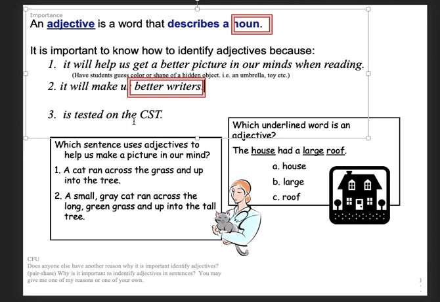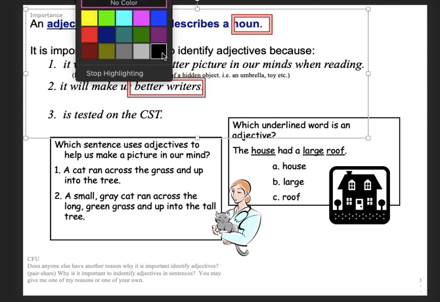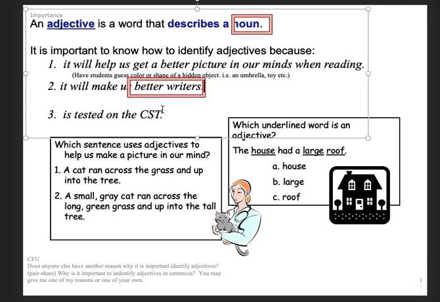And it's a test on the CST. That's kind of an old thing. You know what I'm going to do? I'm going to take that right out. We don't need to talk about this right now. But you are tested on it in different ways, whether it's on iReady or, for third graders, a special test in the springtime. So it is tested.